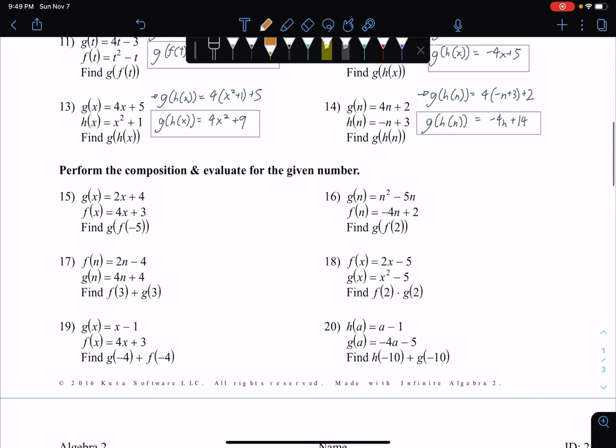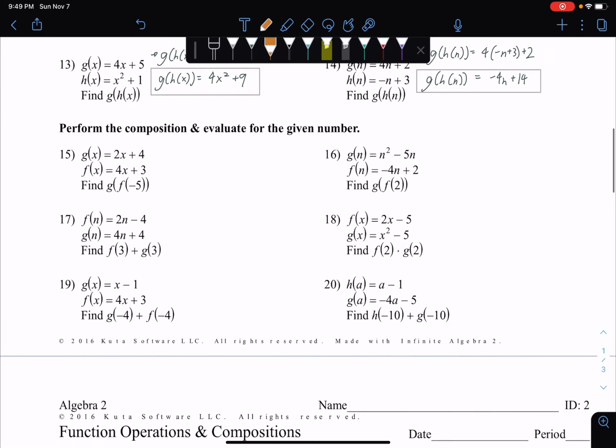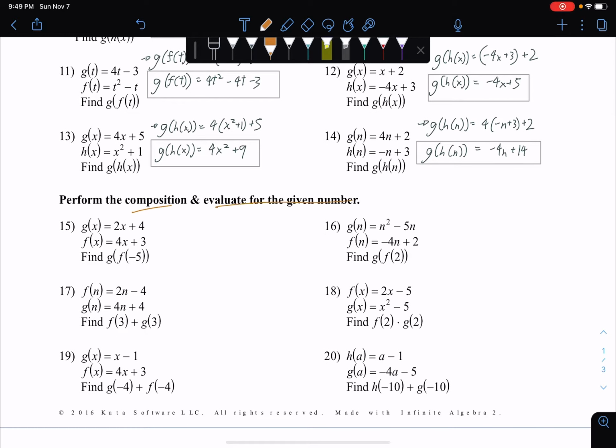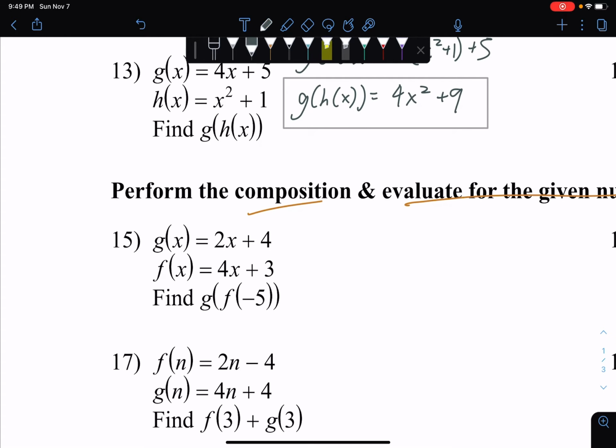Alright, we are at the final test because the next page is going to be our answer key. Perform the composition and evaluate for the given number. Let's start with number 15. Enumerate g of f of negative 5. Now we know what x is, so it's negative 5.